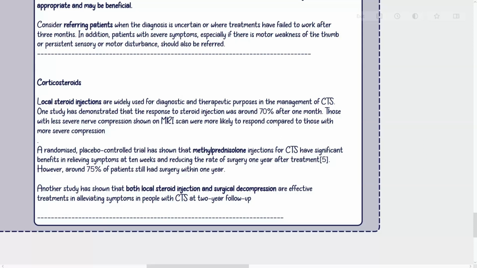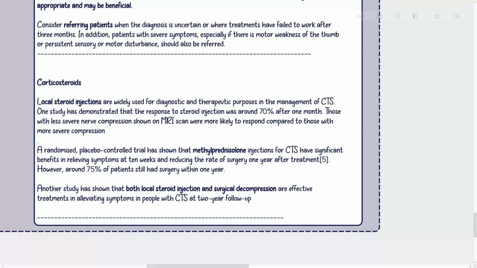Those with less severe nerve compression shown on an MRI scan were more likely to respond compared to those with more severe compression. A randomized, placebo-controlled trial has shown that methylprednisolone injections for carpal tunnel syndrome have significant benefits in relieving symptoms at 10 weeks and reducing the rate of surgery 1 year after treatment. However, around 75% of patients still had surgery within 1 year.